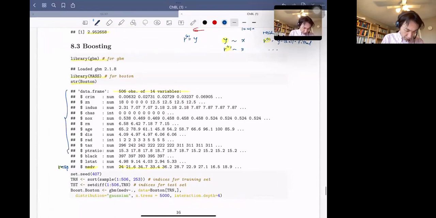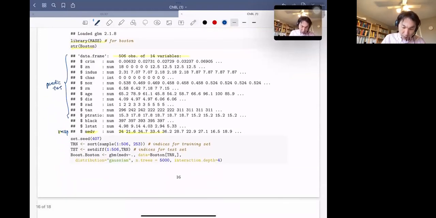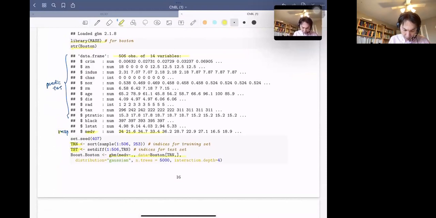And the others are predictors. Yeah, and we set the training set and the test set, and we use the GBM function to fit the median house value on the other variables. And the data set is the Boston training part. So I randomized, and I used half of the data set as training and the other half as test.